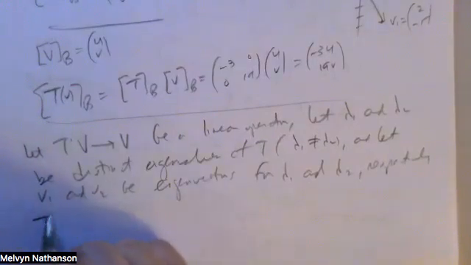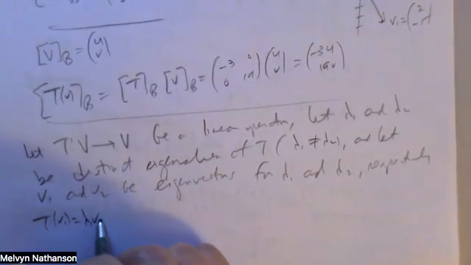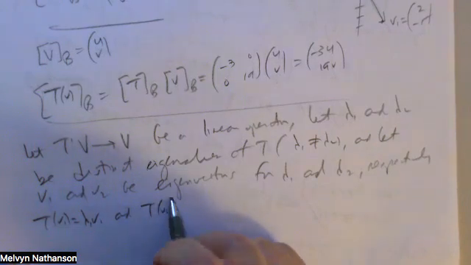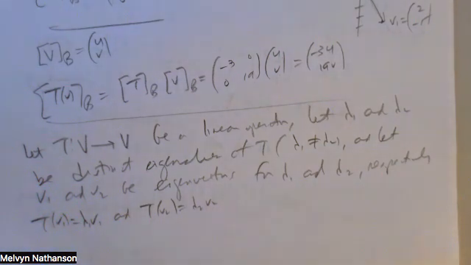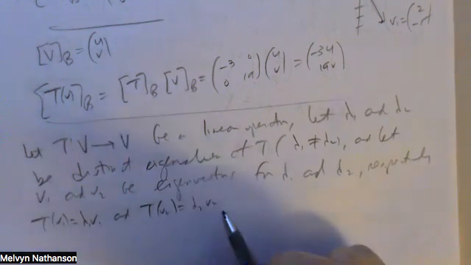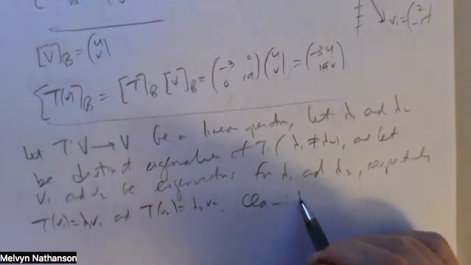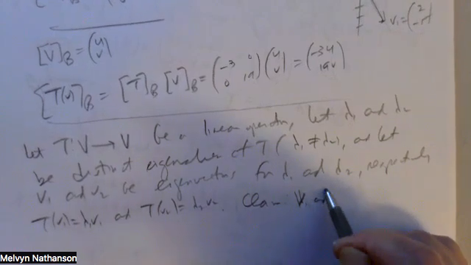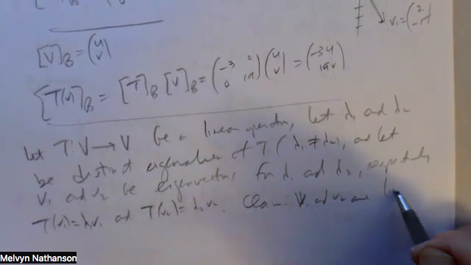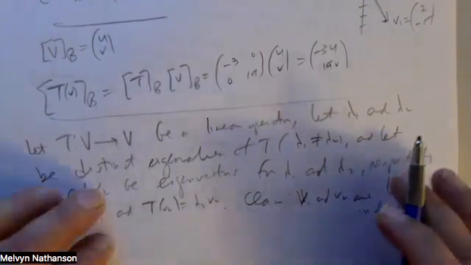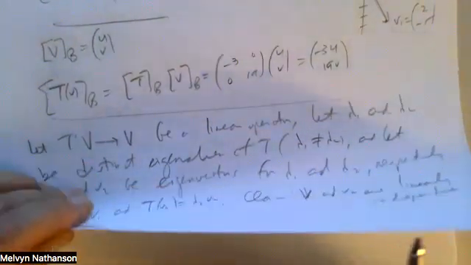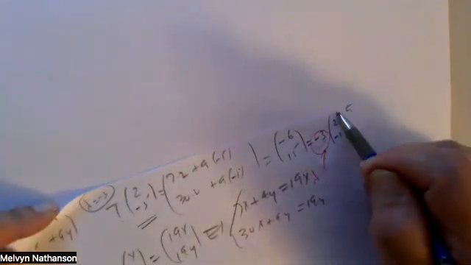So this means that T of V1 is lambda 1 V1, and T of V2 is lambda 2 V2, and V1 and V2 are non-zero. By definition, an eigenvector must be a non-zero vector. Claim: V1 and V2 are linearly independent. So what is the proof of that?